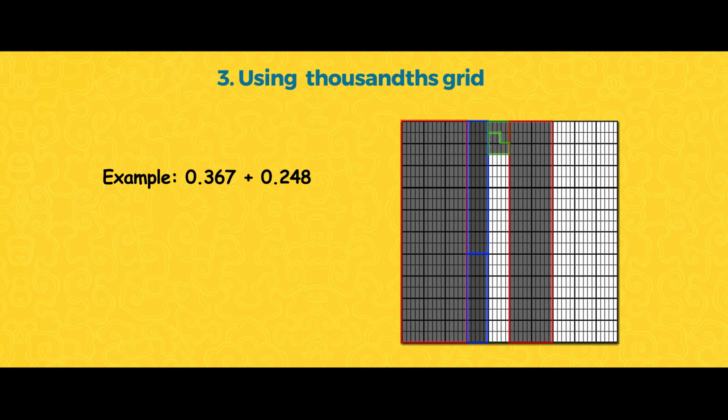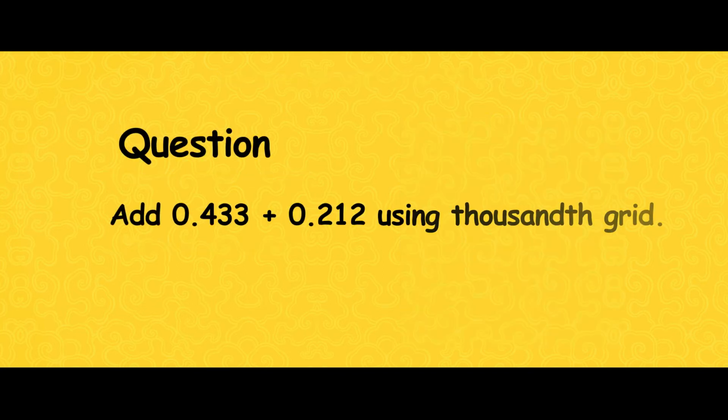So now let's combine this together. Now did you notice here? You have 6 columns, you have 1 square, you have 5 small rectangles. So 0.367 plus 0.248 gives you 0.615. Now it's your turn again. This time I will not do, so you do it. I'll give you a question. So this is the question. 0.433 plus 0.212. So do it.